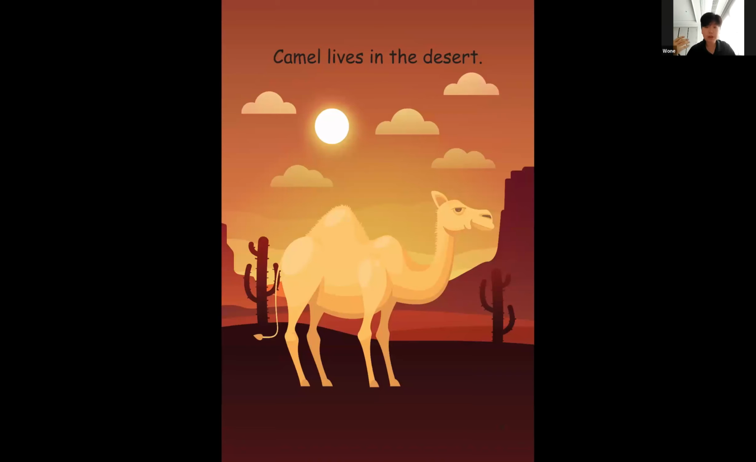So what's special about a camel? Something that's on its back. This is called a hump. Do you know what's in the hump?